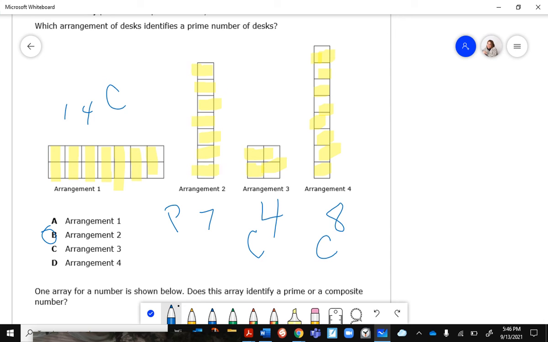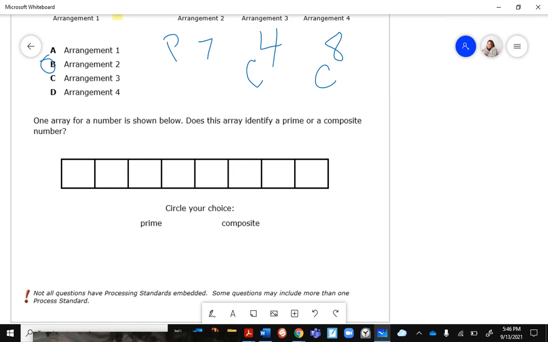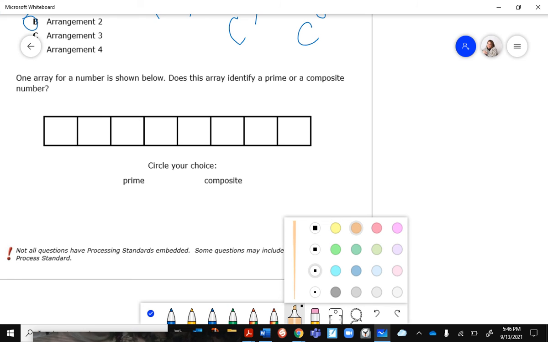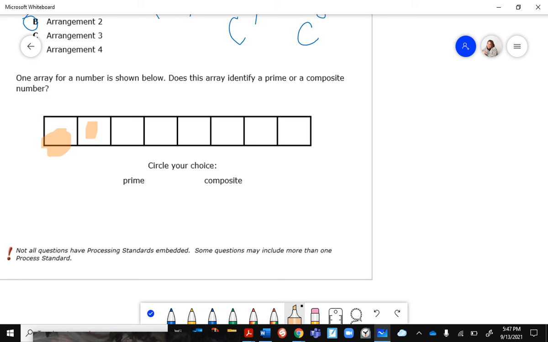Good work, guys. All right, let's take a look at this next problem. One array for a number is shown below. Does this array identify a prime or composite? Okay, so I have 1, and how many are in the row? I'm going to change to orange. So 1, 2, 3, 4, 5, 6, 7, 8. 1 times 8 is 8. I know that 8 can be split in half, so it's divisible by 2 because 2 times 4 equals 8. So it makes it a composite number.